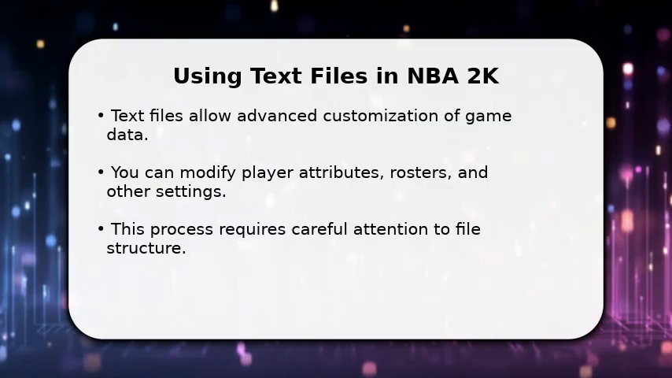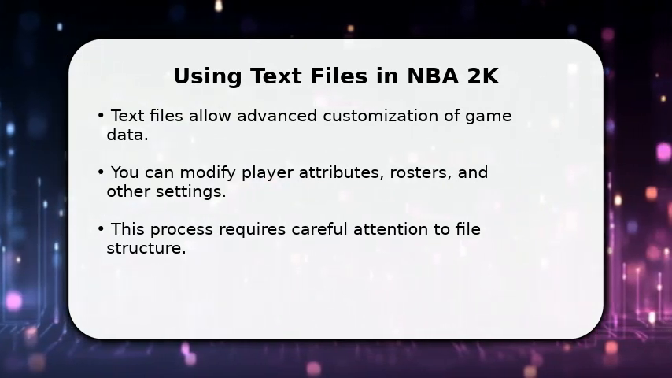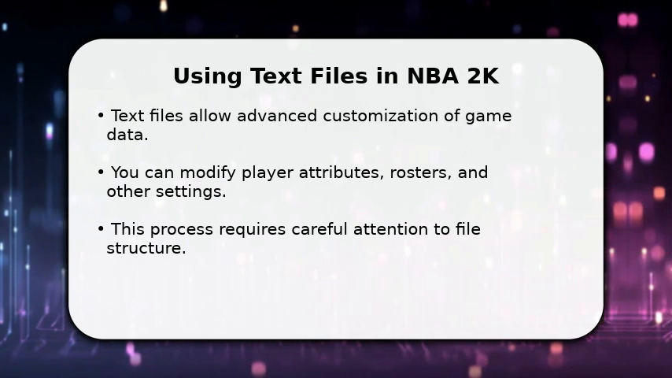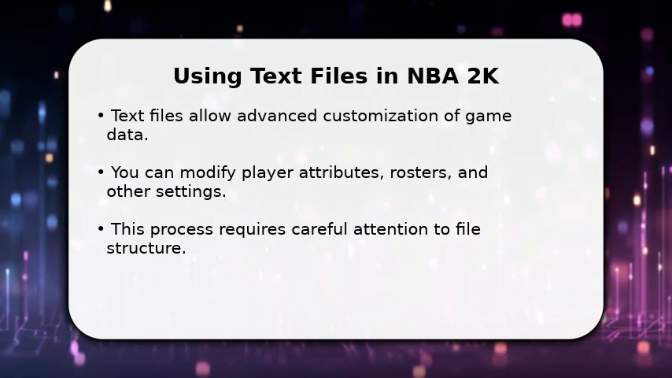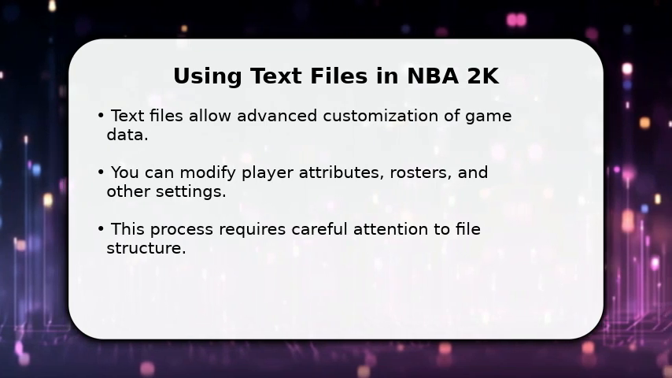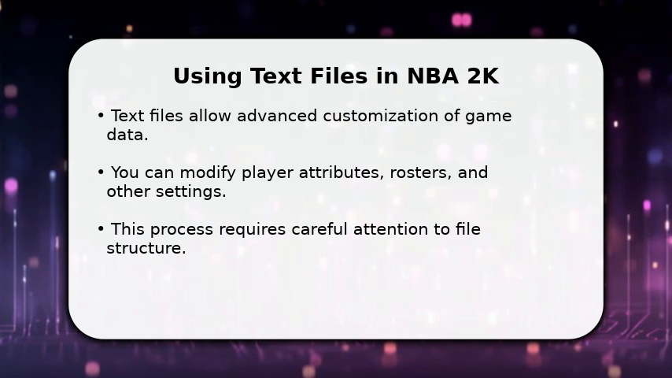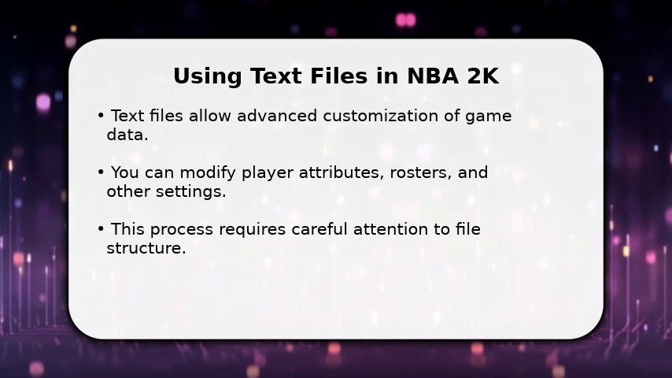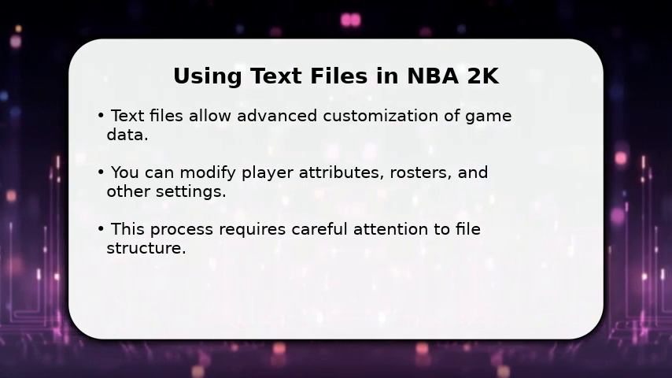In this video, I will explain how to use text files in NBA 2K. First, locate your game's installation directory, typically in your Steam or Epic Games folder. Within this directory, you'll find specific folders where the game reads data files. We'll focus on placing your custom text files correctly to ensure the game recognizes your modifications. This method offers a powerful way to personalize your NBA 2K experience beyond standard in-game options, allowing for deep roster and attribute changes. Let's get started.